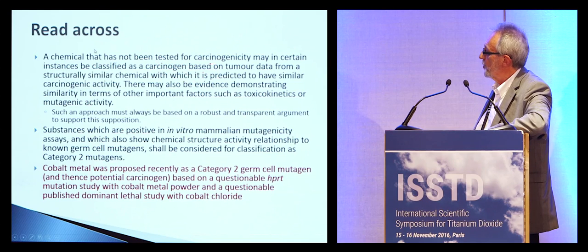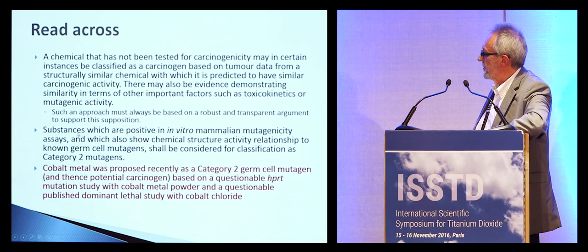If a chemical has not been tested for carcinogenicity, it may, in certain instances, be classified as a carcinogen based on tumor data from a structurally similar chemical with which it is predicted to have similar carcinogenic activity. There may also be evidence demonstrating similarity in terms of other factors such as toxicokinetics or mutagenic activity. Such an approach should be based on a robust and transparent argument.